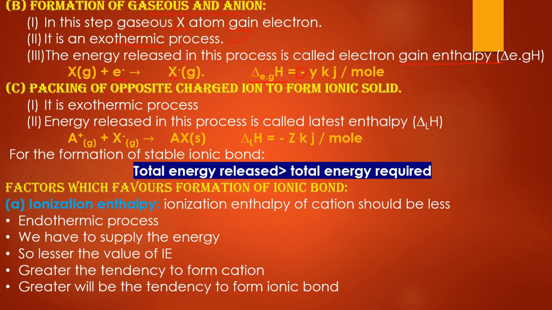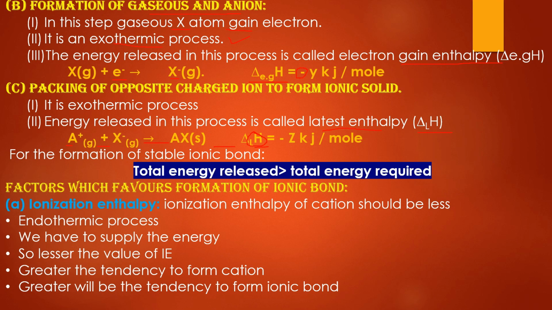Now in the third step, the cation and anion, which are formed in the first and second step respectively, are held together by electrostatic forces and form a crystal lattice. Whenever a crystal lattice forms, energy is released, and the energy released in this process is called lattice enthalpy, that is delta LH. A plus and X minus, cation plus anion, form AX, and the energy released is called lattice enthalpy, delta LH, and it is minus Z. The minus sign denotes that energy is released in this process.